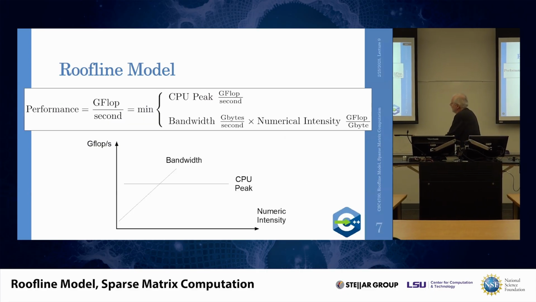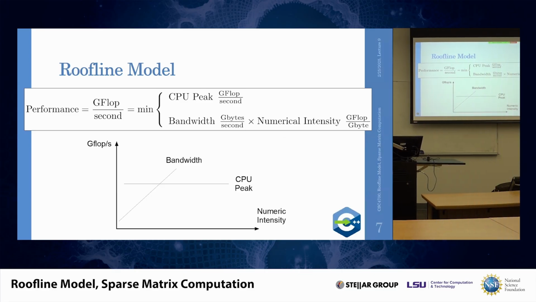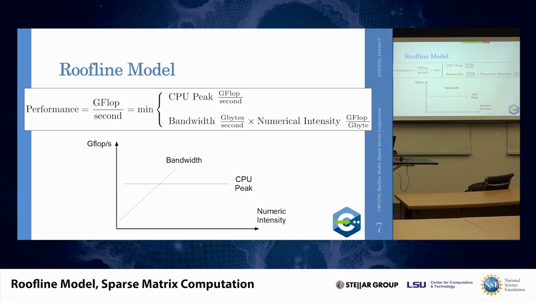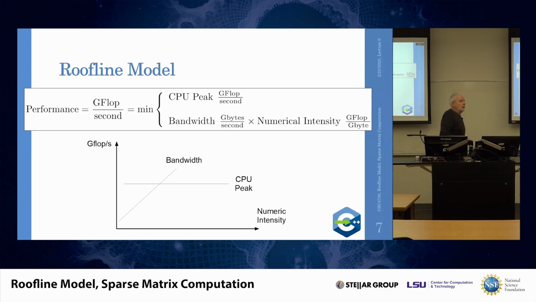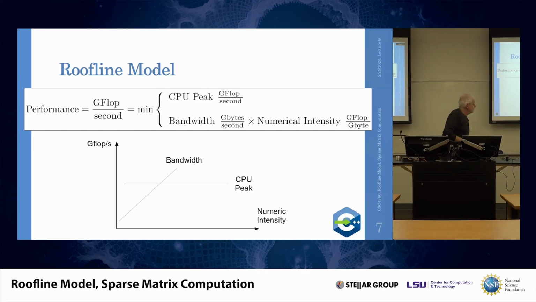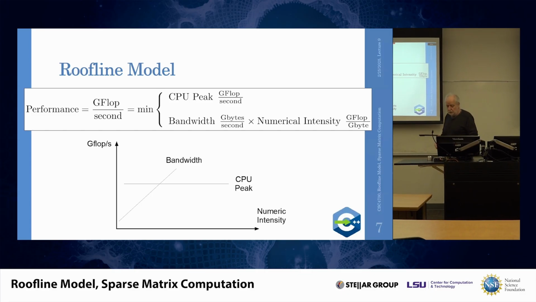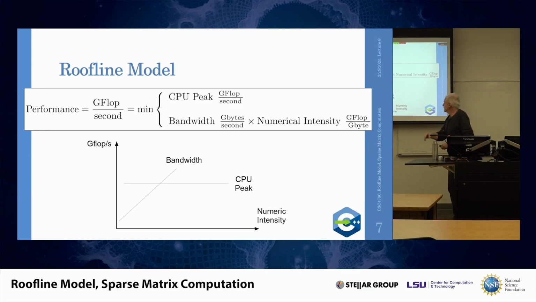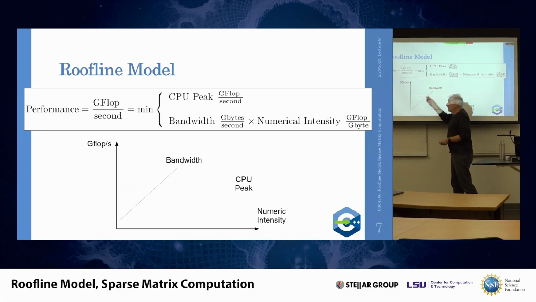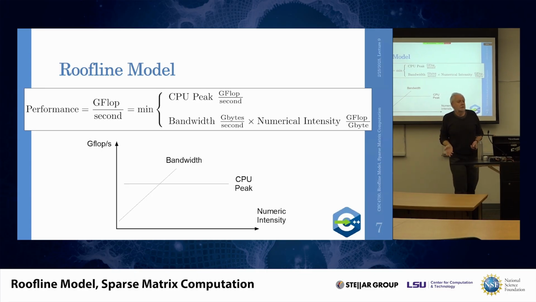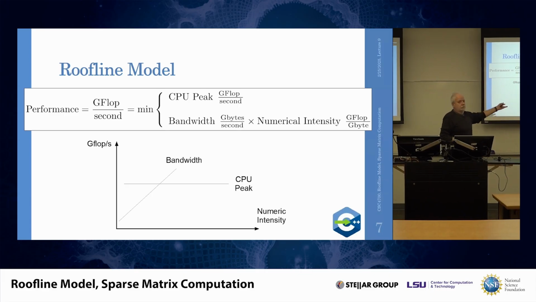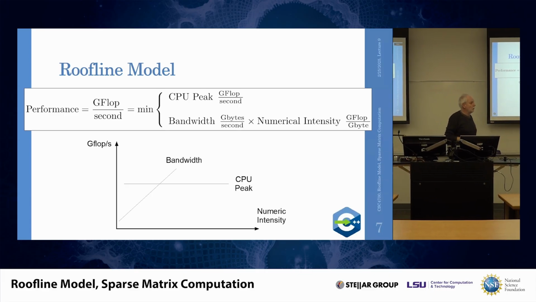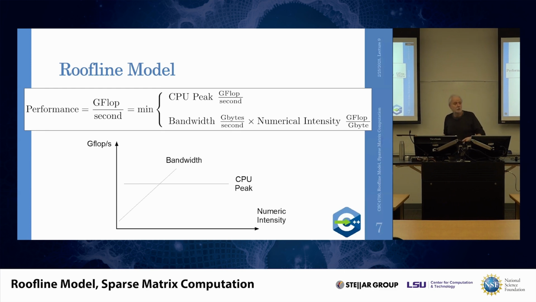Okay, so if you look at that and plot a graph, we have the x-axis, our numerical intensity, and the y-axis is the gigaflop per second we can achieve. Then we can immediately put two graphs on that plot. One graph is the CPU peak performance, which is constant. It doesn't depend on the numerical intensity. It's a characteristic of the hardware we're using. I don't know, 45 gigaflop per second or something like that. Depends on the machine you're working on.